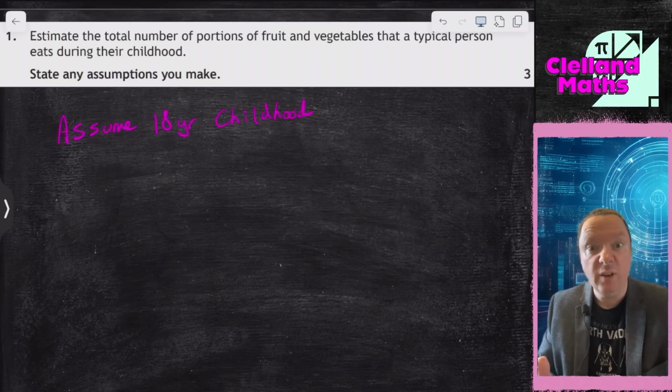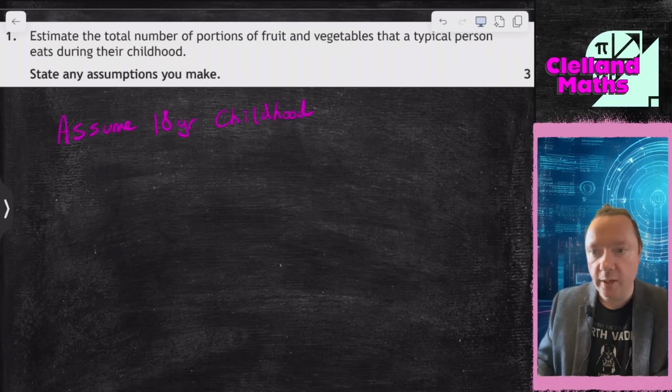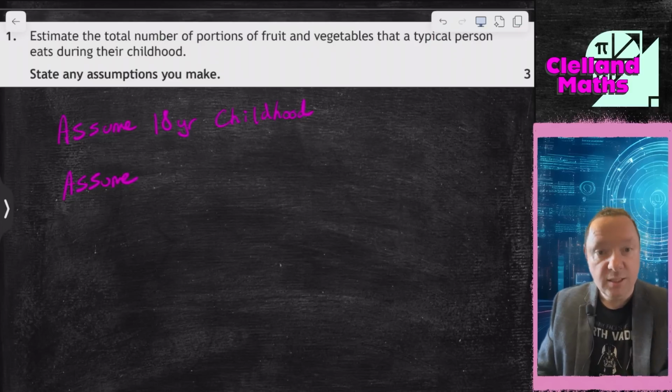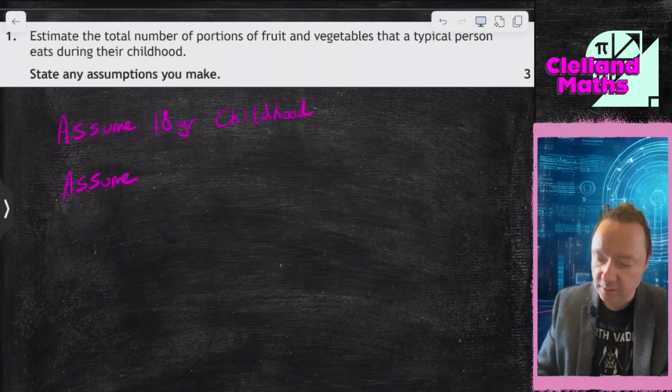If you're assuming 12 years of childhood or whatever, you can never tell till the mark scheme comes out. But it's the method that's important really for this question, because it really is pretty simple after that. Assume how many portions? Well, whatever you think. Standard, I think, in my head is 5, isn't it? So 5 portions per day.